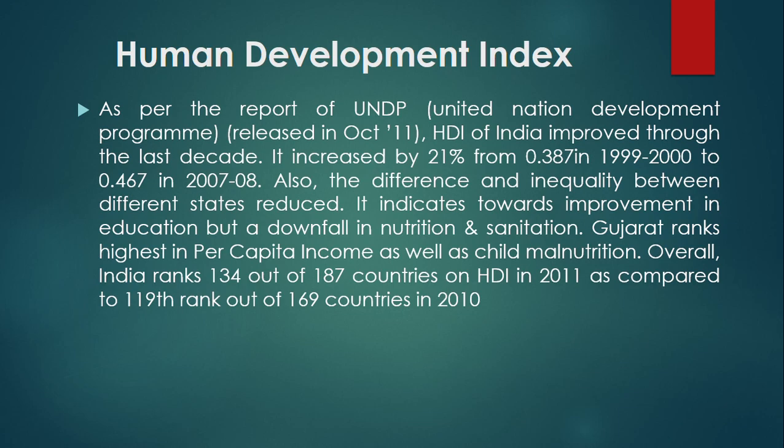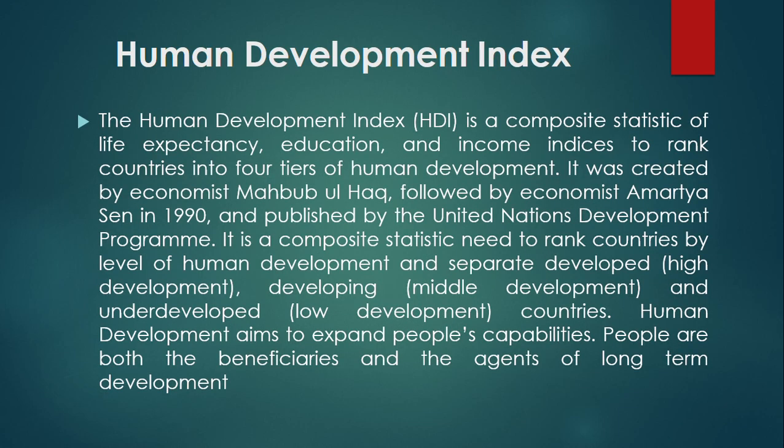Gujarat ranks highest in per capita income as well as child malnutrition. Overall, India ranks 134 out of 187 countries on HDI in 2011 as compared to 119th rank out of 169 countries in 2010. Students, you can check India's rank as per the year 2022. And I would also ask you to check the Human Development Index as well as the other indexes that are mentioned in this video, right?